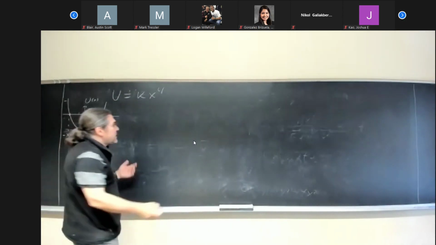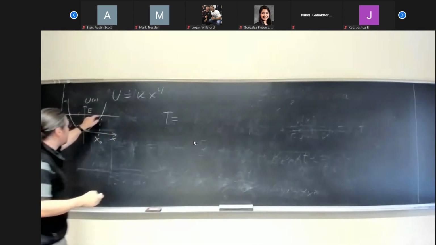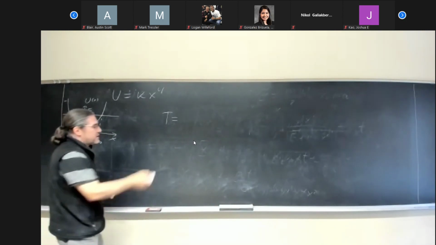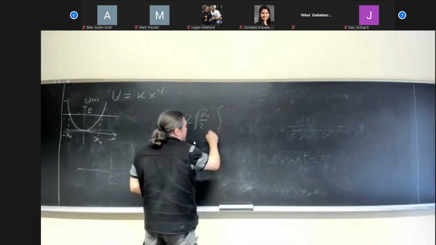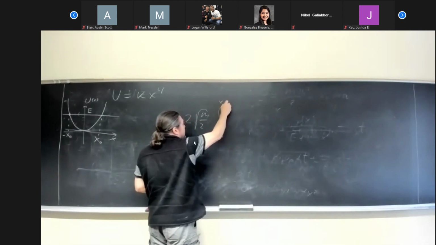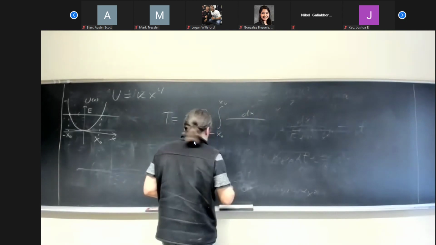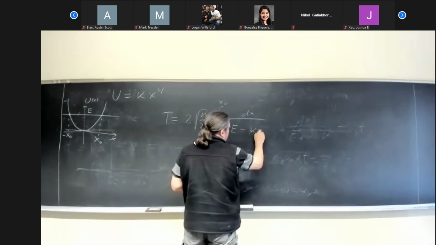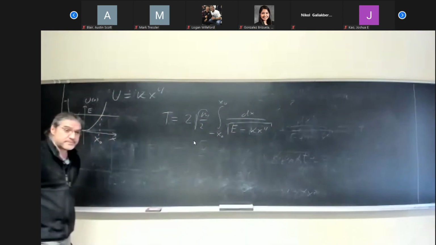Right? Then I know the period for any such motion between two turning points. The motion will be from one turning point to another and then back, and then keep going. So the period is the square root of 2m divided by 2 times the integral from minus x naught to plus x naught, of dx divided by the square root of e minus k x to the fourth. So that's my period, right?